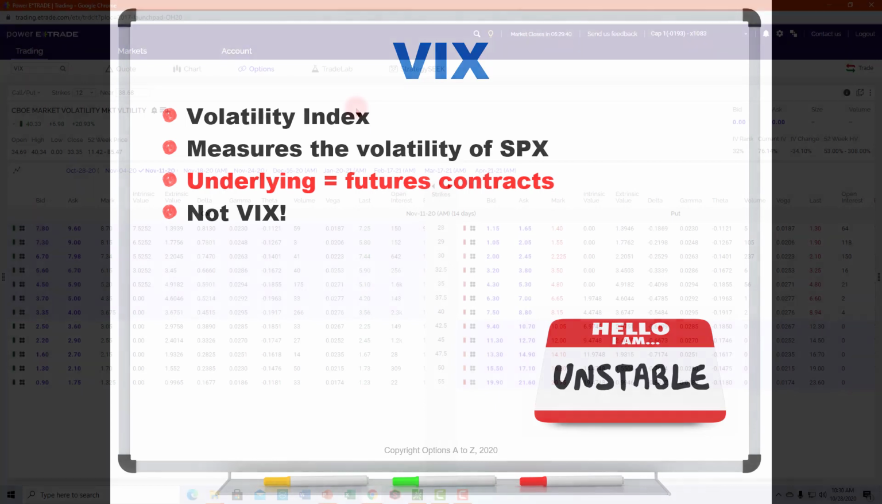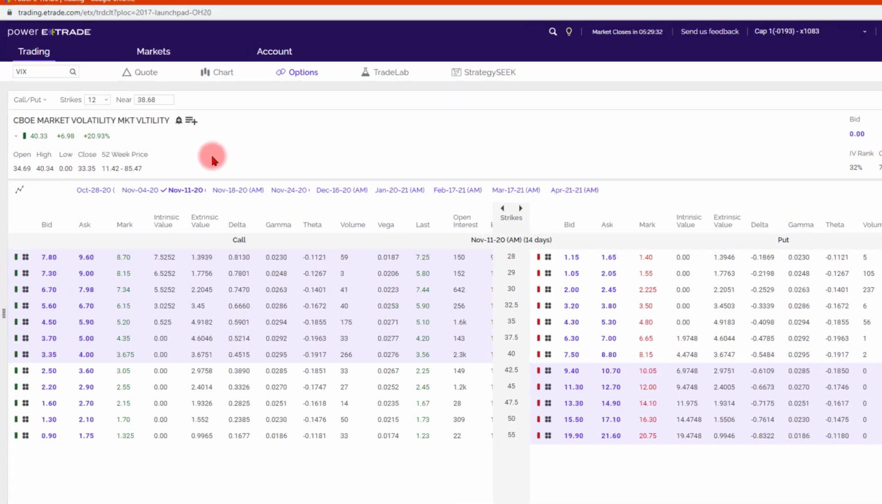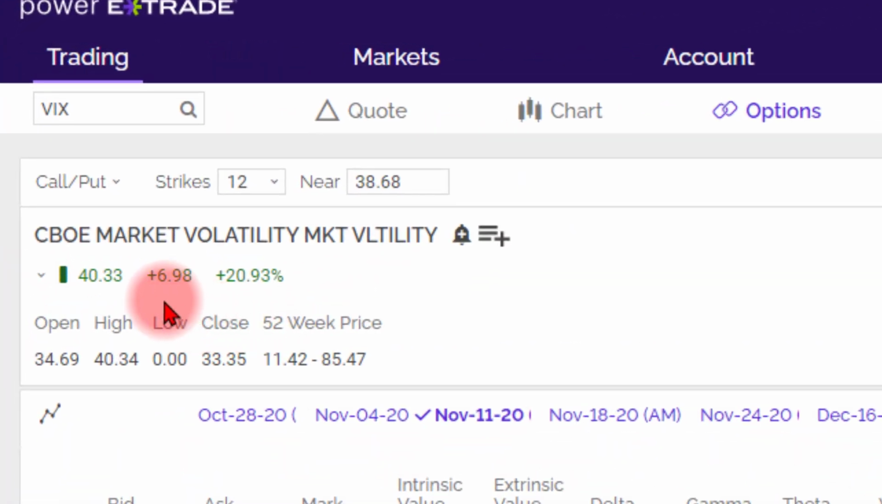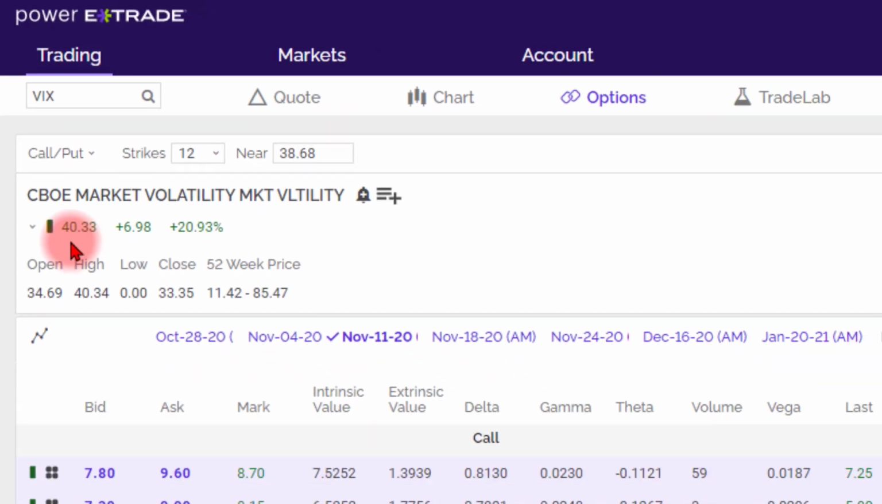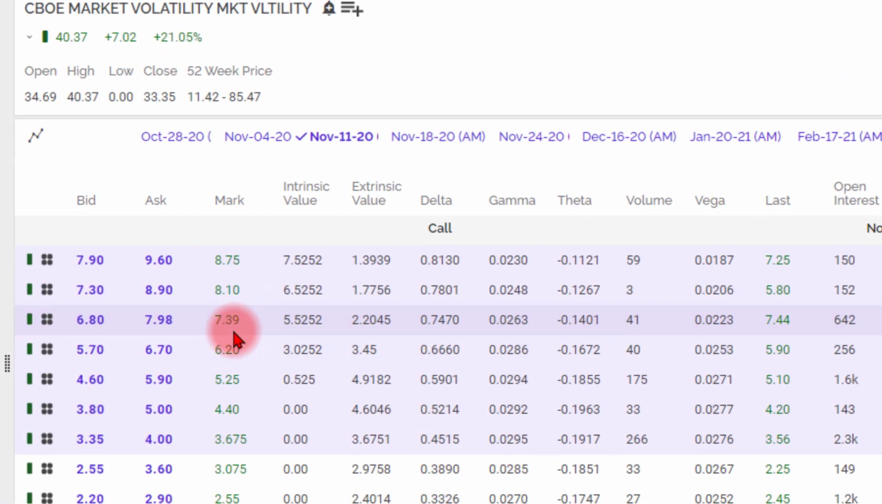So for instance, over in the E-Trade platform, now today is Wednesday, October 28th of 2020, big spike in the VIX, up almost 7 points, trading at 40.33. So let's take a look at the November 11s right here with 14 days to expiration. So if the index is at 40.26 now, you would think that the $30 calls would be trading for $10.26. That's the intrinsic value, or at least the apparent intrinsic value. But look over here. It's $7.39. So it looks like it might be a really good deal, trading well below intrinsic.